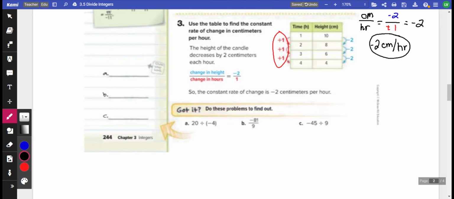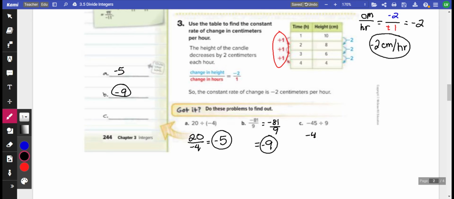All right, so letter A, we're going to take 20 and divide it by negative 4. Well, 20 divided by 4 gives me 5. Positive divided by a negative is a negative. So letter A is negative 5. Letter B, negative 81 divided by 9. Well, 81 divided by 9 is 9. Negative divided by a positive is a negative, so I have negative 9.